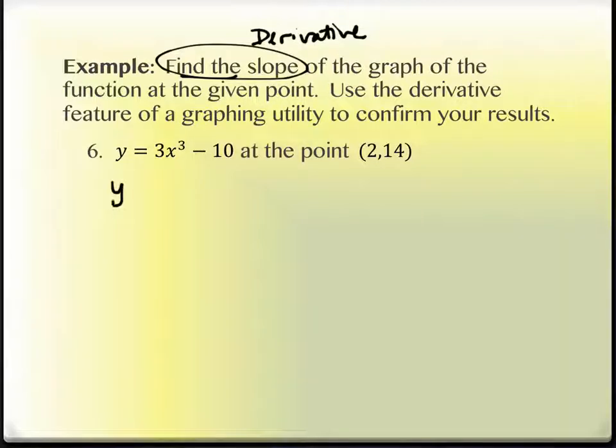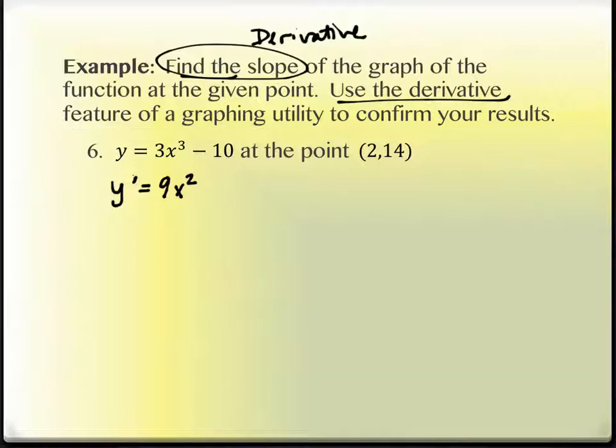Okay, so what is the derivative of 3x cubed? 9x squared. And what's the derivative of the negative 10? 0. Right? It's 0. So this is it. After all the hard ones, you're like, well, that's it? Yeah, it's it. But it says to use the derivative feature.